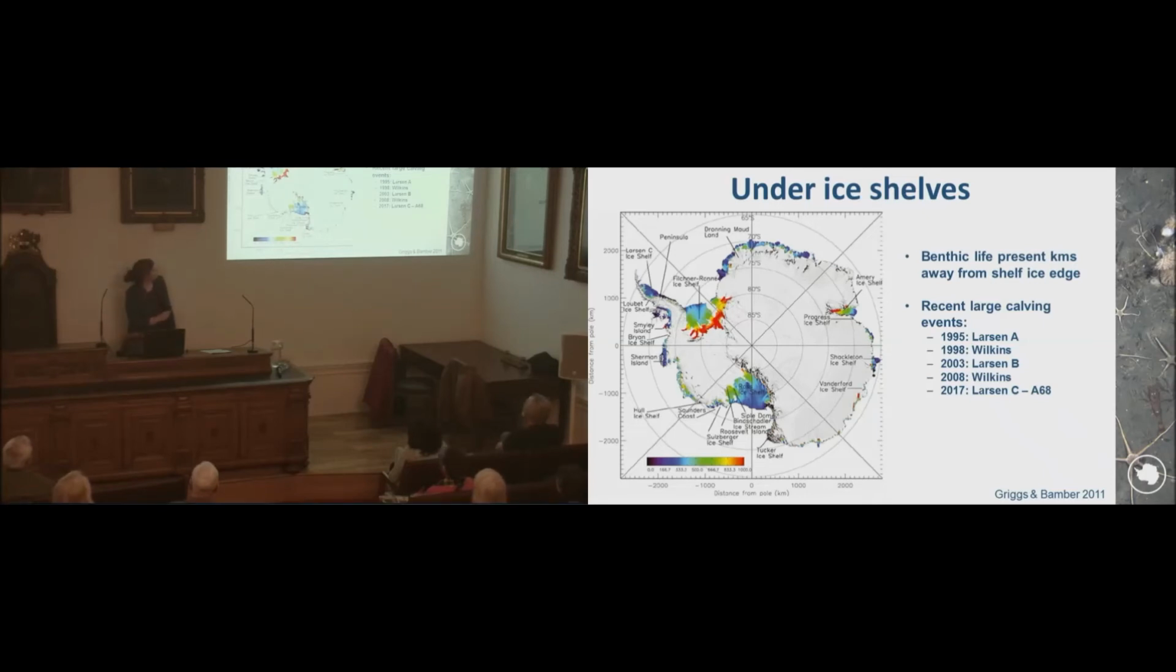Larsen B broke out in 2003, and Wilkins, the last part, disappeared in 2008. Last year we saw the huge calving event of the Larsen C iceberg A68. And this is where we ask: what is living underneath this ice shelf? Are they our old last glacial maximum refugia? Do we need to get in and collect and study the fauna that is in there?